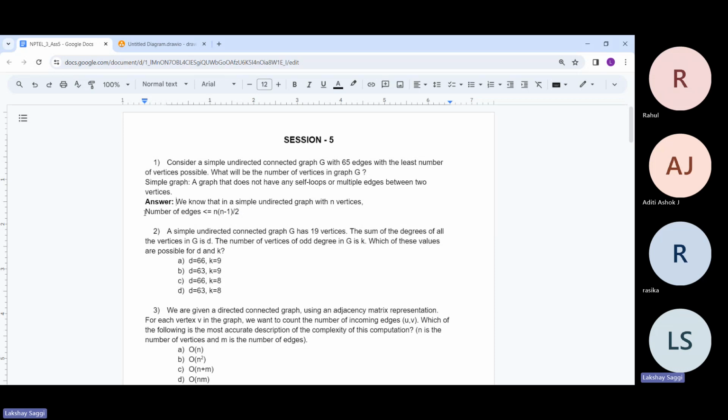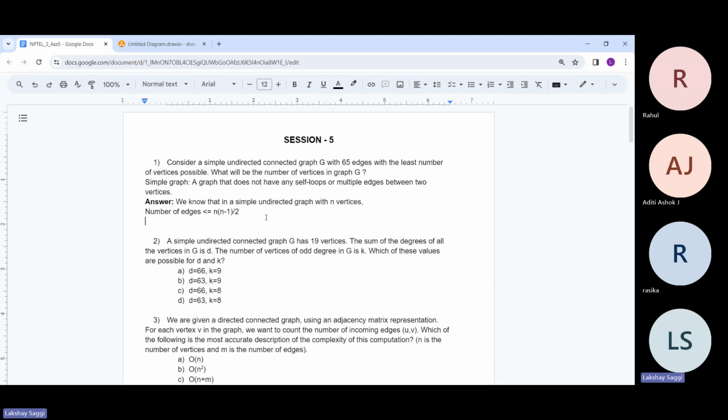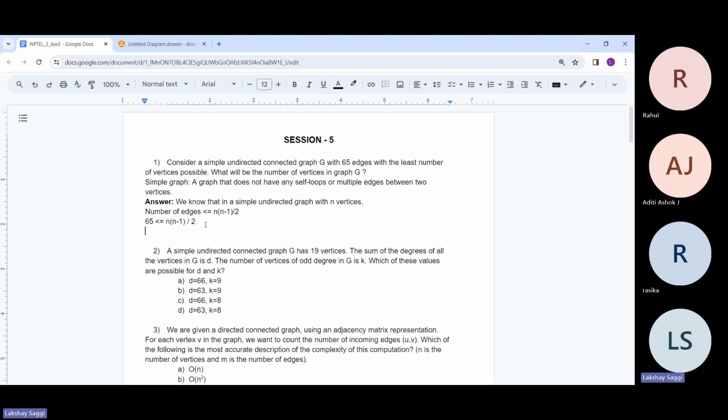So for now, we get that the number of edges should be less than or equal to n times (n minus 1) by 2. So what does this give us? We are given that the number of edges in the graph is 65. So essentially, 65 is less than or equal to n times (n minus 1) divided by 2. When you solve this inequality, it's not too difficult.